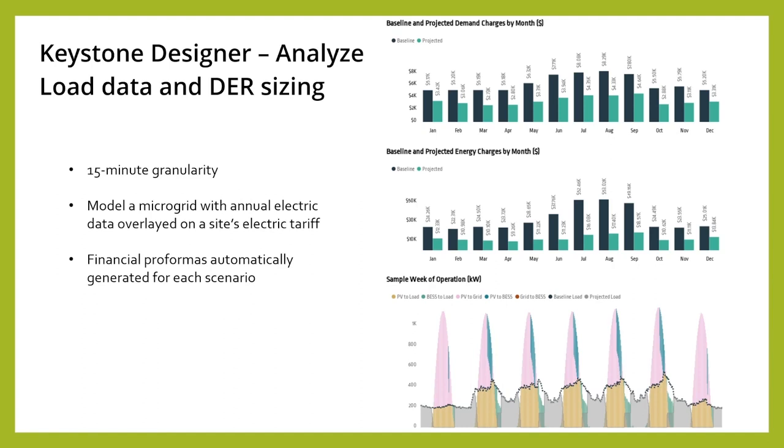There's no surprises. We can generate a financial pro forma automatically for each scenario, right? That's one of the outcomes. That's one of the things people always want to know is what are these cash flows going to look like? And we can calculate that out for each scenario.